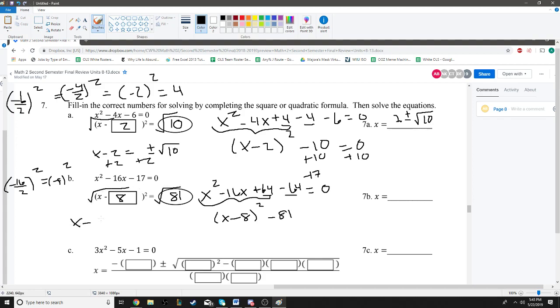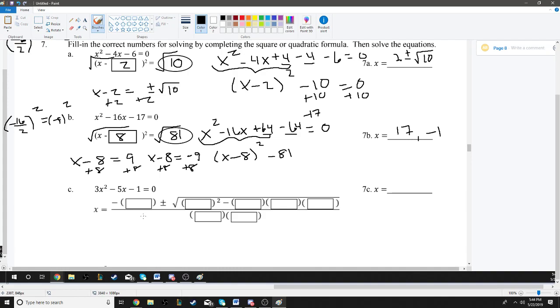So we get x minus 8 equals positive 9, and x minus 8 equals negative 9. When we add 8 to both sides, we get two answers. We get x is equal to positive 17, or x is equal to negative 1.